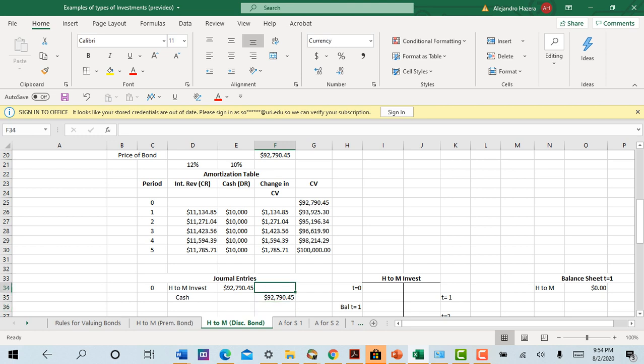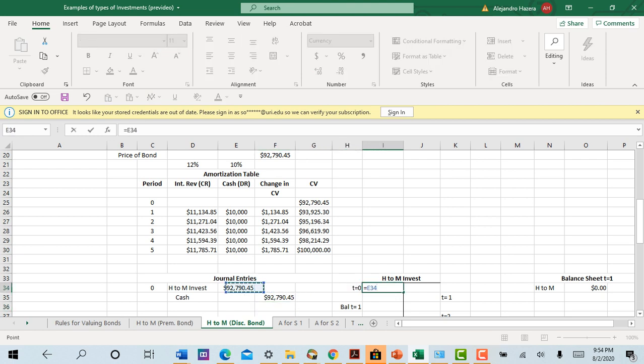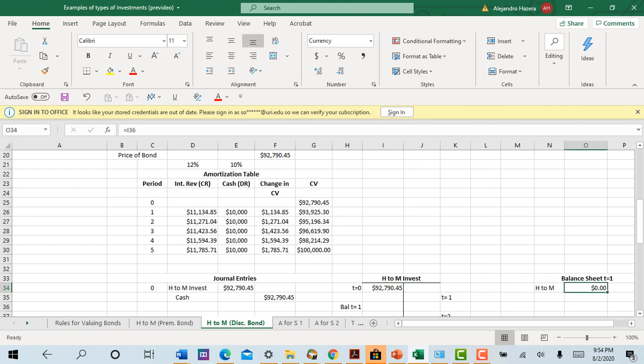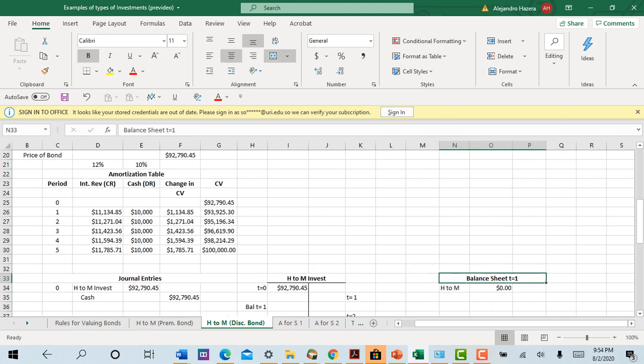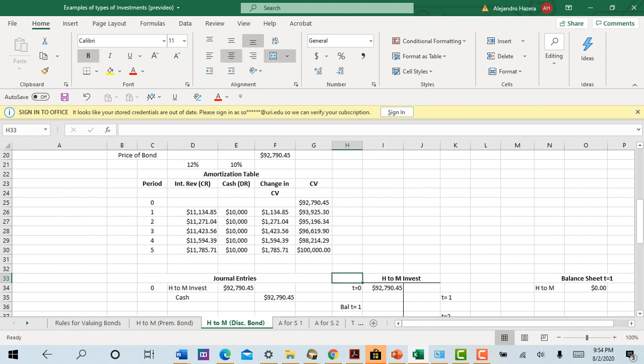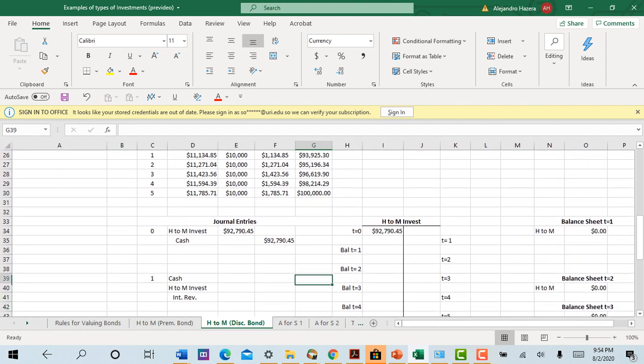Okay, so at t equal to 0, we have a debit to the held to maturity account of $92,000, and that's what you would show on your balance sheet. But this balance sheet is as of t equal to 1, so we'll let that go here. Then we come down next. Now I'm just going to point this out: although t equal to 1 is on the credit side here, just to give myself some space, I put them over there, but the entries are going to be on the debit side.